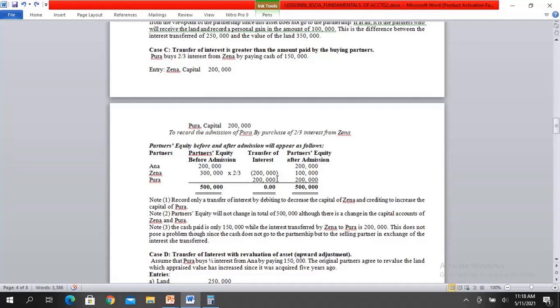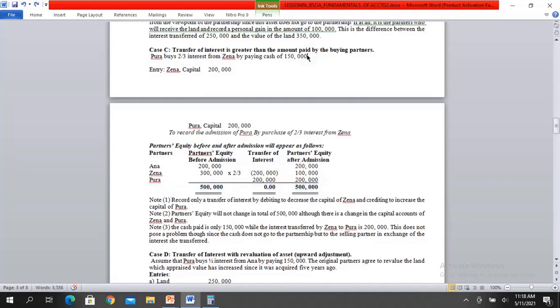So, partners equity after admission, walang magbabago kay Ana kasi wala naman siyang binenta. Si Zina ang may magbabago kasi yung 2/3 ng interest niya or yung equity niya is binenta niya kay Pura. So, 300,000 less 200,000 is may magiging partners equity na lang ni Zina after admission is 100,000. How about kay Pura? Transfer sa kanya ni Zina yung 2/3 na binili niya, 200,000. So, magkakaroon na ng partners equity si Pura ng 200,000. So, wala pa ding pagbabago yung total.